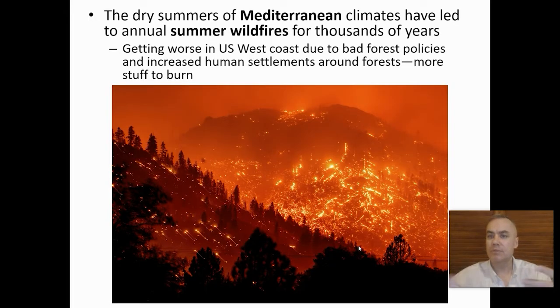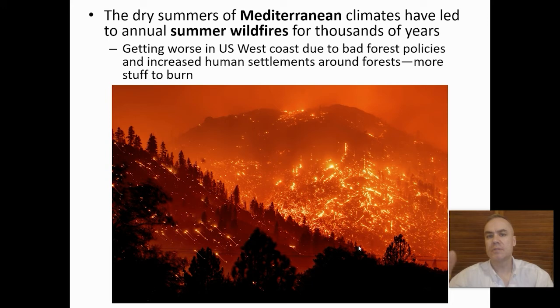The dry summers in Mediterranean climates also lead to summer wildfires every year. This is nothing new. You can read about it in the Greeks and Romans, and science has shown that these wildfires have existed for thousands of years before that. But what is new is that in the American West, these wildfires are spreading at an extremely fast rate and more intense than normal.